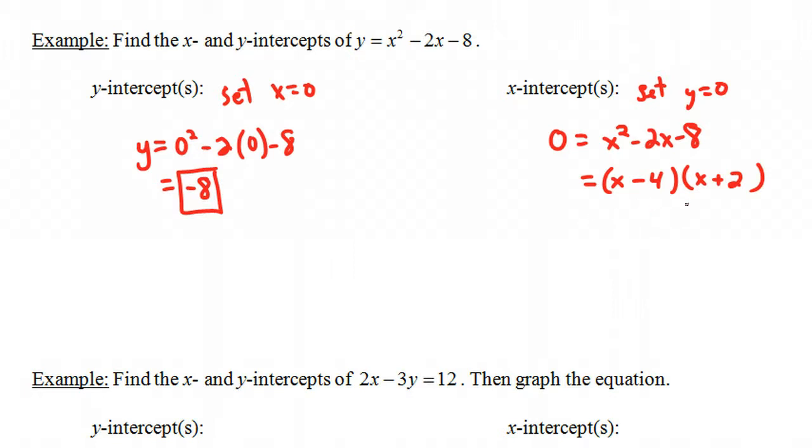So what values of x make this be 0? Okay, what values of x can you plug in that will make this be 0? Well, notice if you let x be 4, this will be 0. You'd have 0 times 6, but that would be 0. So x equals 4 is a solution. And what value of x would make this be 0? Well, if you plugged in minus 2 for x, this would be 0. So what you get is x equals minus 2 is the other solution. So notice our x-intercepts are minus 2 and 4, just like we had in the graph above.